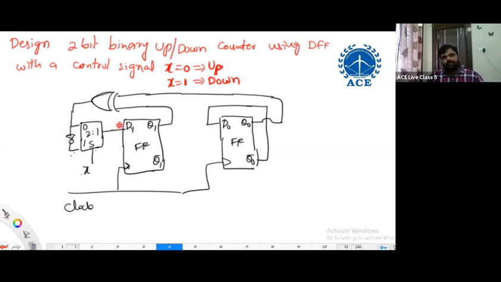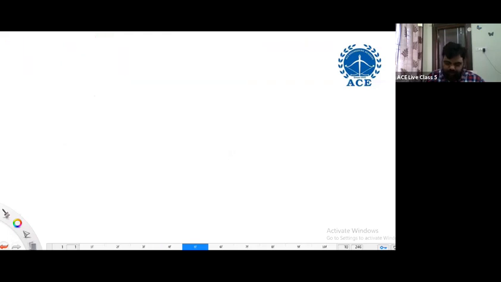It works as an up counter as well as a down counter. X is a control signal which controls whether it works as an up counter or a down counter. I hope you are following. A simple 2-bit binary up as well as down counter. Moving to the next slide.